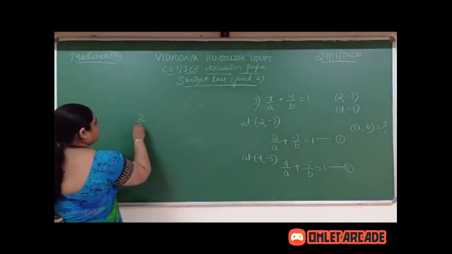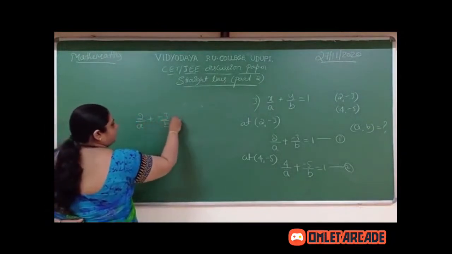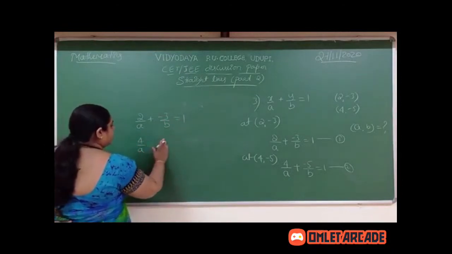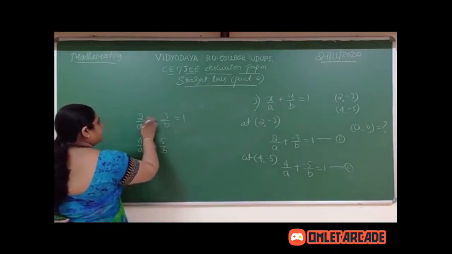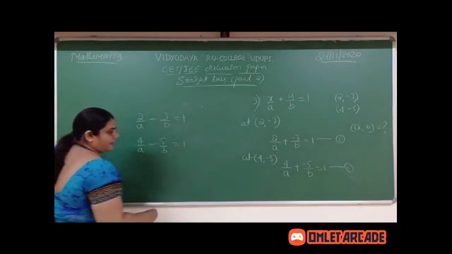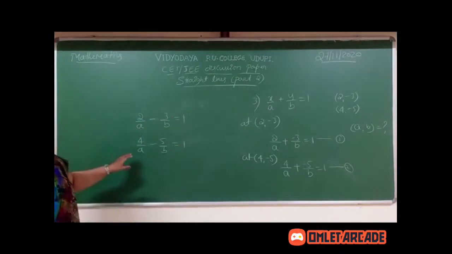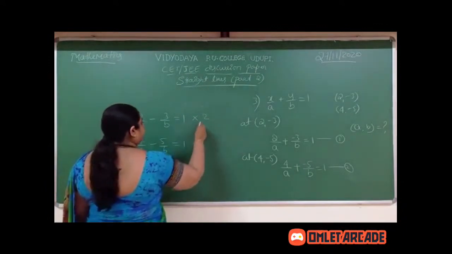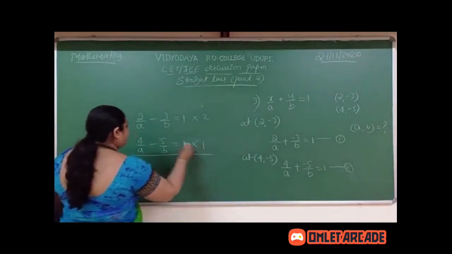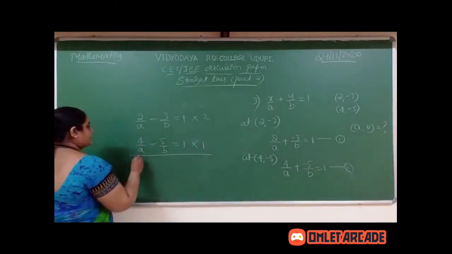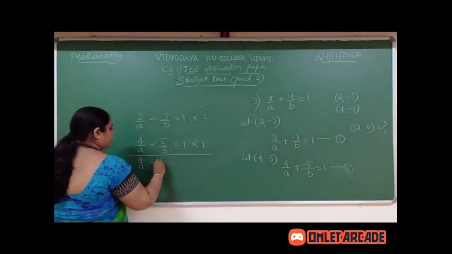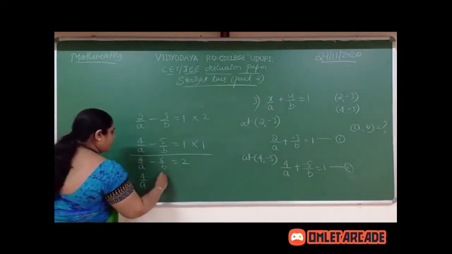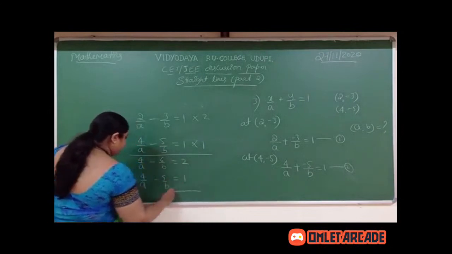So, one equation is 2 by a plus minus 3 by b is equal to 1, and another is 4 by a plus minus 5 by b is equal to 1. And if you make one coefficient common, then it will be easy for you to simplify. So, can I multiply by 2 with equation 1 and multiply by 1 with equation 2? So, it is 4 by a minus 6 by b is equal to 2, and the next will be 4 by a minus 5 by b is equal to 1.